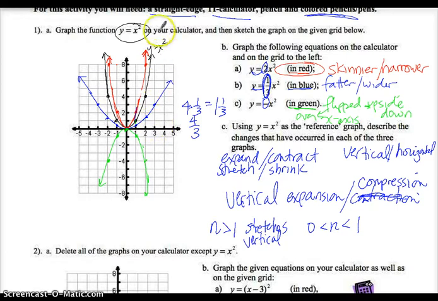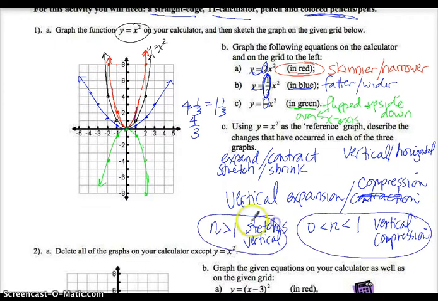3 should have gone all the way up here to 9. 3 squared is 9, but I only go 1/3 of that distance, which made it 3. So this is a vertical compression, but it does make it look wider. So this makes it look wider, this makes it look narrower.